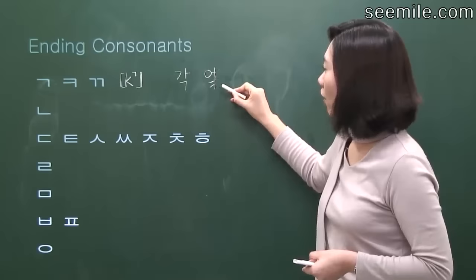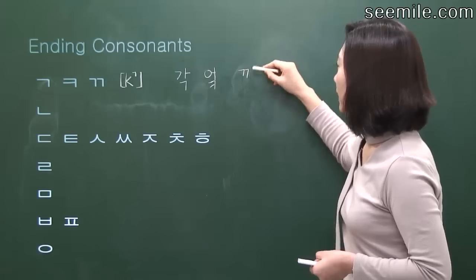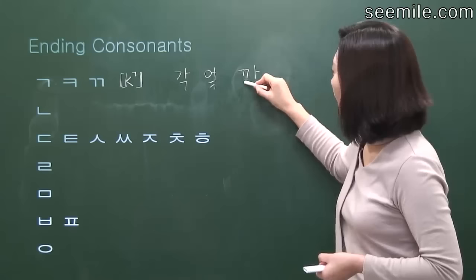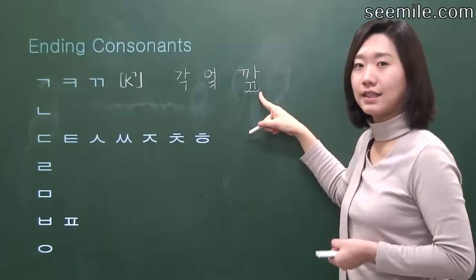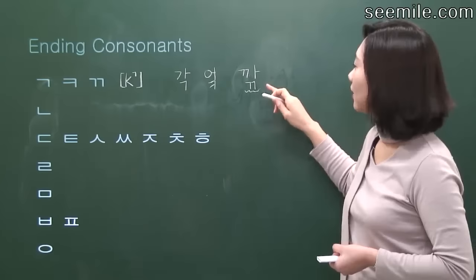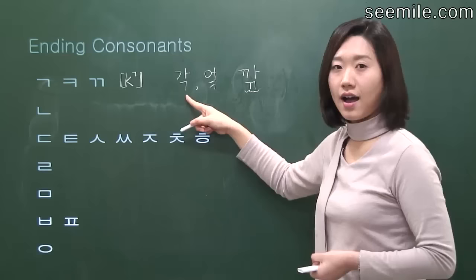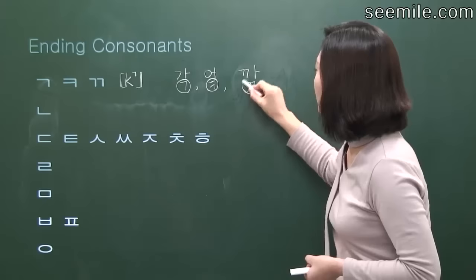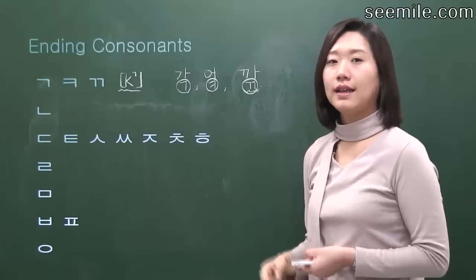Okay. Double consonants. What is the pronunciation of this character, the two-consonant character? Double consonants. Tensed sound is 까, 까. And this double consonant has 욱 sound too. So its pronunciation is 깍. Okay, 악, 깍. The three consonants have the same phonetic value, 욱, when used at the ending of the syllable. Okay.